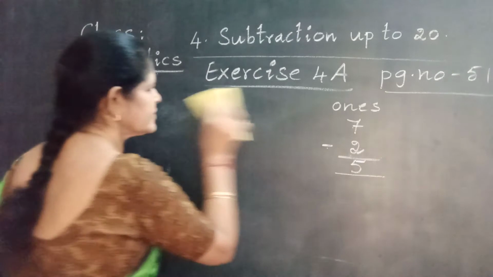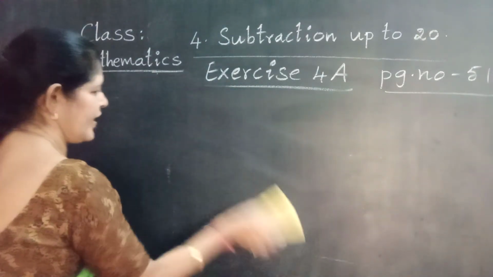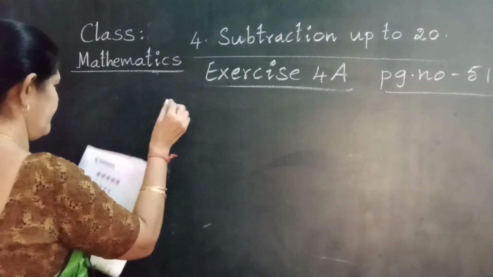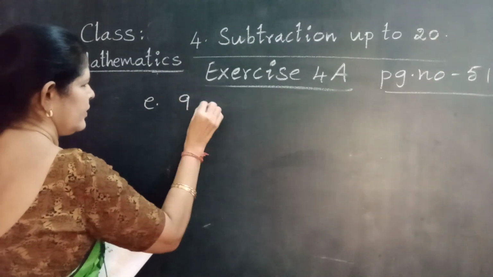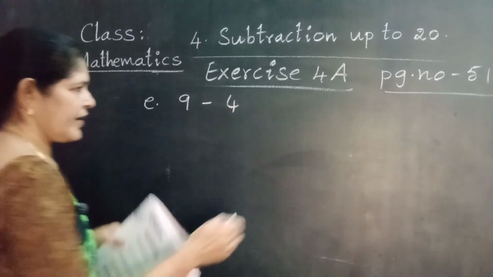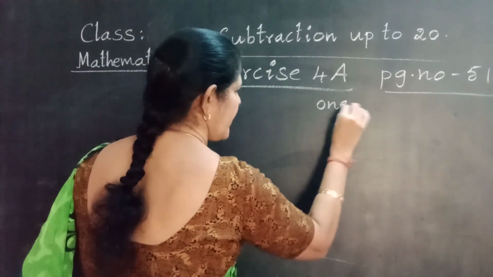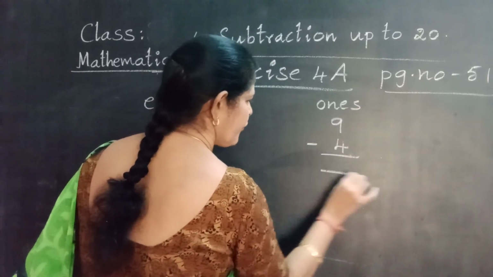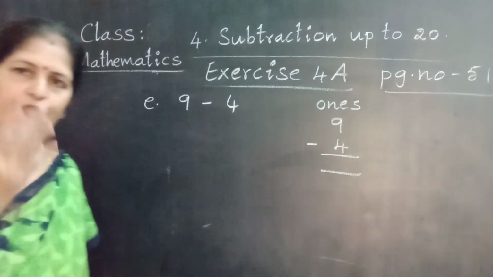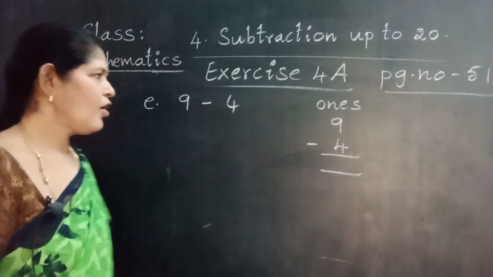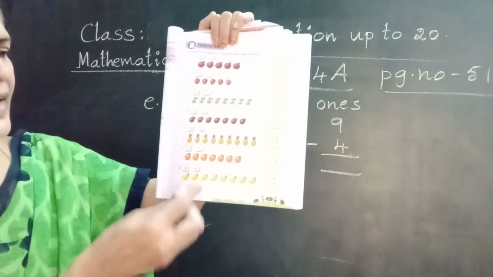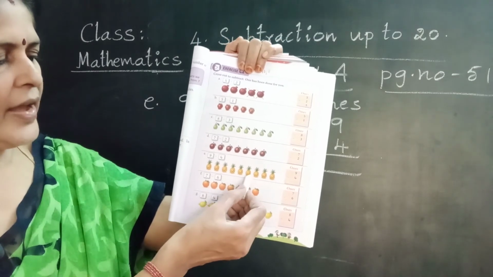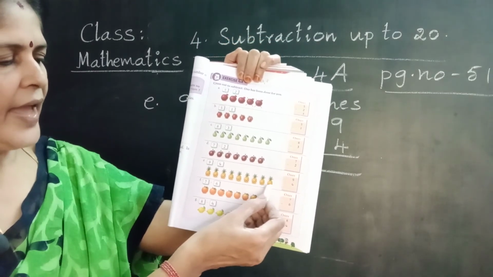What are those? Yes, pineapples. It is so sweet. Okay? Pineapple. Given subtraction is 9 minus 4. 9 is big, 4 is small. We take away 4 from 9. Now how many pineapples are here? Let us count. 1, 2, 3, 4, 5, 6, 7, 8, 9.